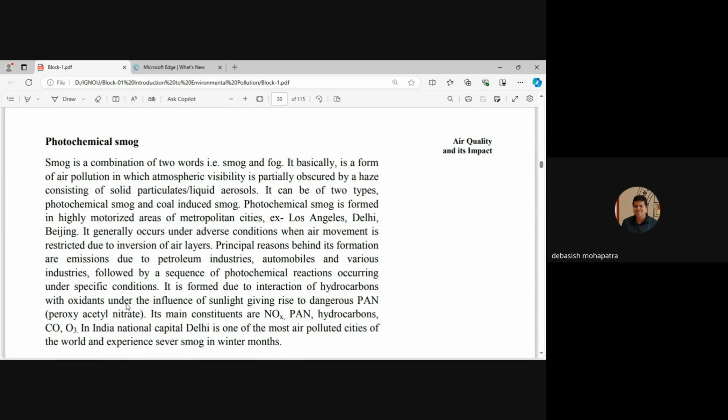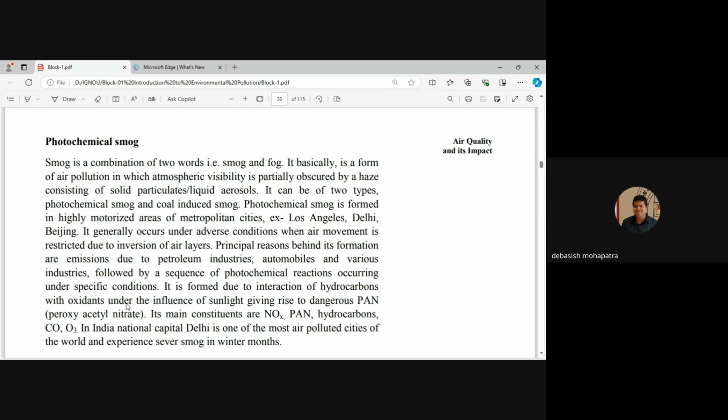So then photochemical smog. Smog is a combination of two words, smoke and fog. If you want to practically see it, then it is high time to go to Delhi. Winters are coming, you can see smog. It is basically a form of air pollution in which atmospheric visibility is particularly obstructed by a haze consisting of solid particulate and liquid aerosol.